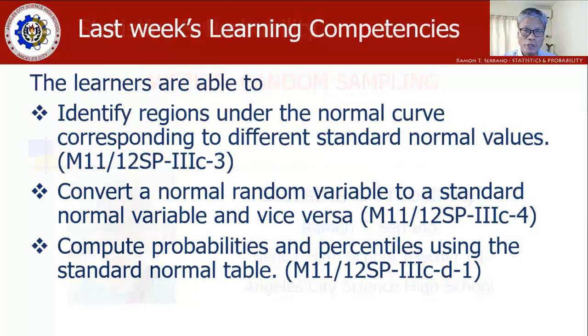If we recall last week, we identified regions under the normal curve and correspondingly to different standard normal values. We converted the normal random variable to a standard normal variable and vice versa. And we also computed probabilities and percentiles using the standard normal table. You still have it, right?